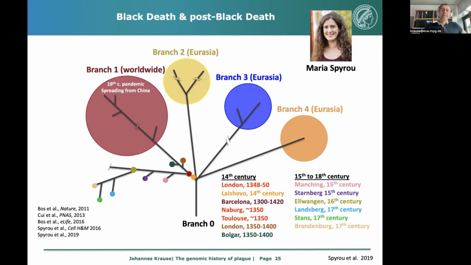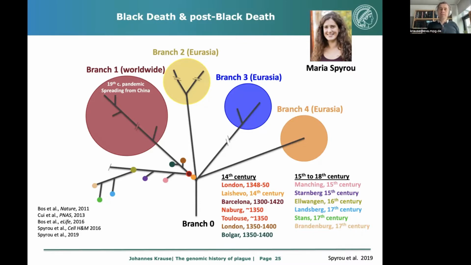18th century that are all on this branch that we call the post-Black Death branch. So it basically comes out of the Black Death. The Black Death comes to Europe and it evolves into very different strains. There's quite a lot of genetic diversity getting born after the Black Death. Again, it's like Corona, where you had the wild type strain that gave rise to alpha, beta, gamma, omicron, and so forth. We see the same here.